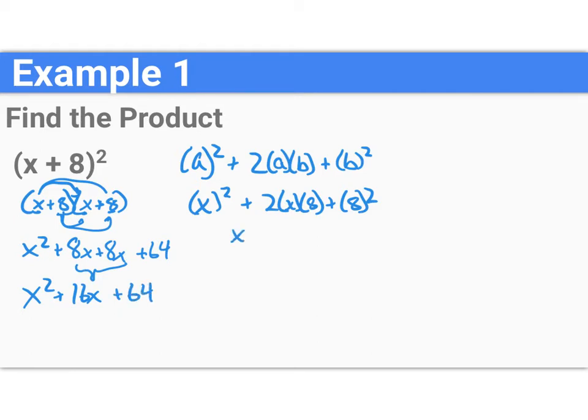And you get x squared plus 2. I forgot to multiply the coefficients here. 2 times 8 is 16x plus 64. So you get the same thing. So you can put it into that formula or you don't have to. This is just what happens when you have a binomial squared.